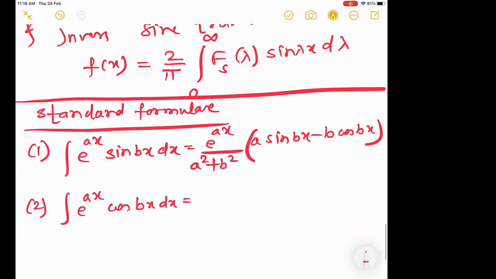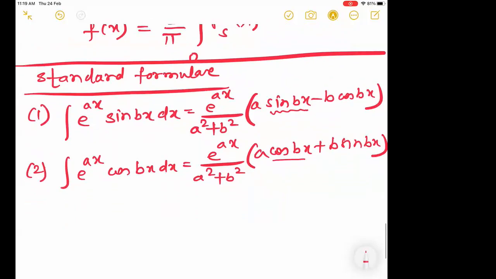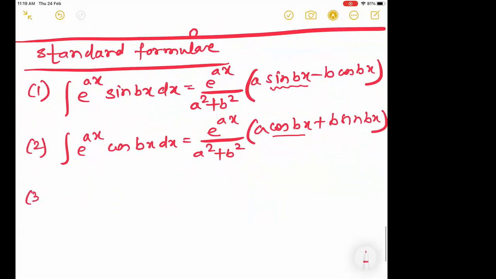Similarly, you just mug up this result because it is frequently required in all the Fourier transform problems. Integral of e^(ax) cos(bx) is e^(ax) upon (a^2 + b^2) multiplied by (a cos bx plus b sin bx). Just remember the technique. For the sine term, it starts from sin bx and the middle term is negative, minus b cos bx. For the cosine function, it starts from a cos bx and the middle term is positive, b sin bx, as such.